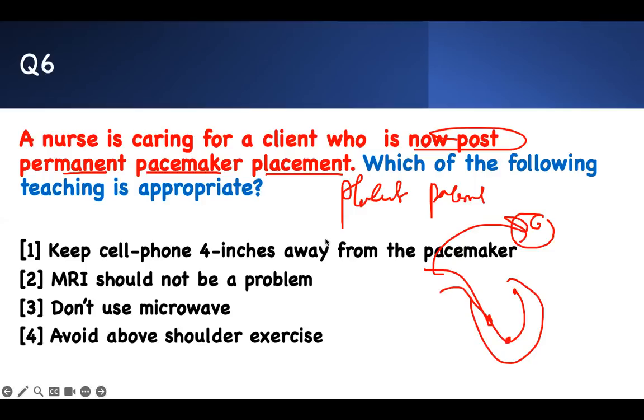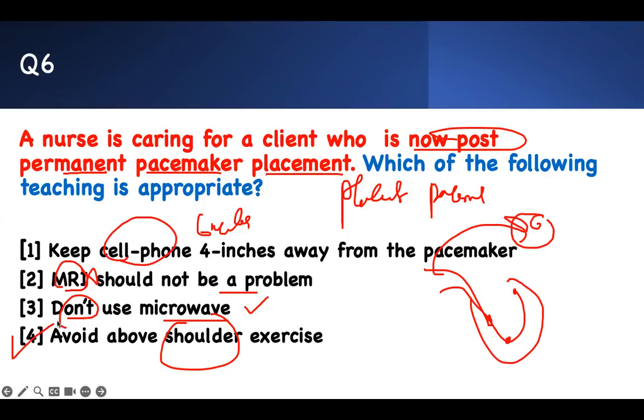The key fact is cell phone should be kept away 6 inches. Okay? MRI should not be a problem? Yes, it's a problem. It's a wire. Don't use microwave? No, you can use microwave. You should not lift your hand above your shoulder. That means it disrupts the wire. So whichever side they place it, it's going to disrupt the wire. But most of the time, they put it on the left side. So this teaching is appropriate.